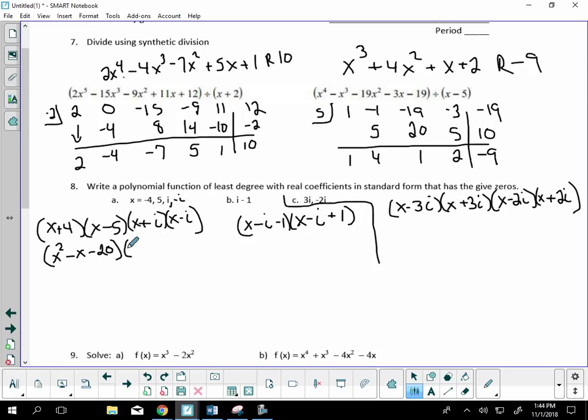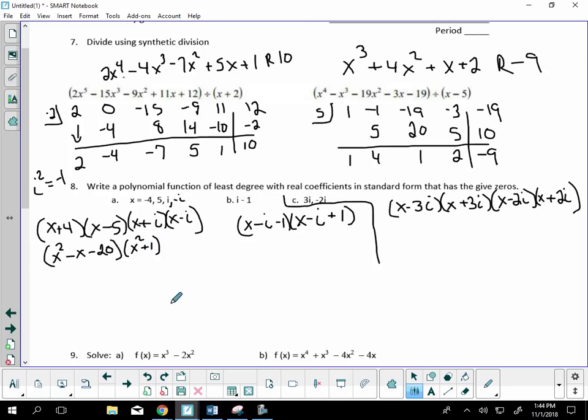And when you multiply these out, I'm going to go ahead and FOIL the whole thing. x squared minus xi plus xi minus i squared. And you need to remember that i squared is the same thing as negative 1. So when you do that, those middle terms cancel and you get x squared plus 1.